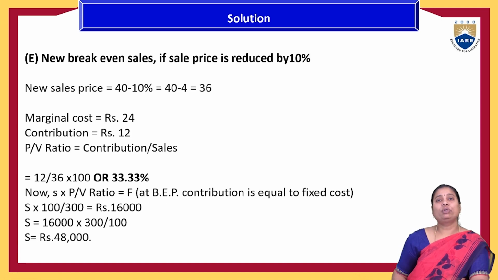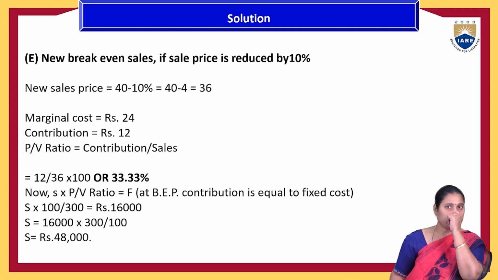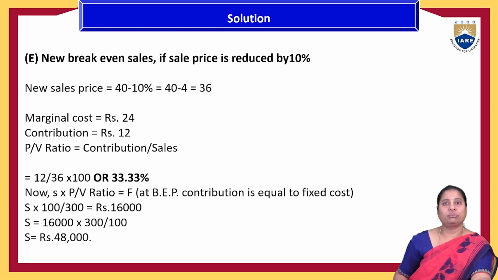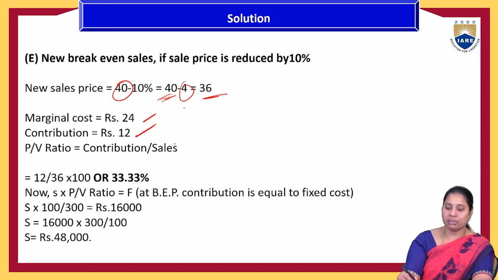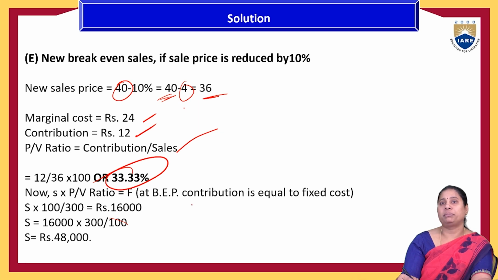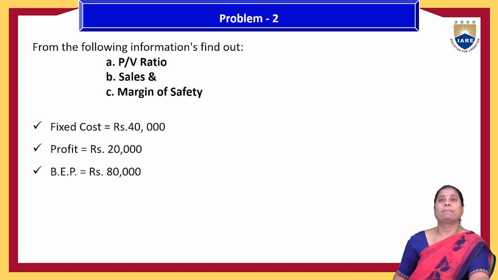And they have given another one also, the new break even sales if the sales is reduced by 10%. Actually the selling price is 40, and if it is reduced by 10%, 4 rupees is the 10% of 40, then it becomes 36 rupees, and the marginal cost is 24, contribution is 12. Then P/V ratio is equal to contribution divided by sales, that is 33.33%. Now sales into P/V ratio is equal to fixed cost at break even point, so that the sales will be 48,000. That's about another kind of the break even point.